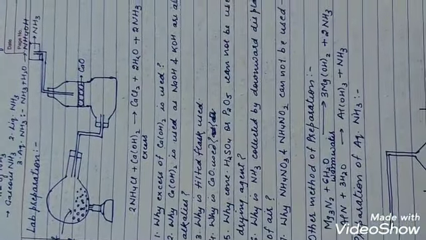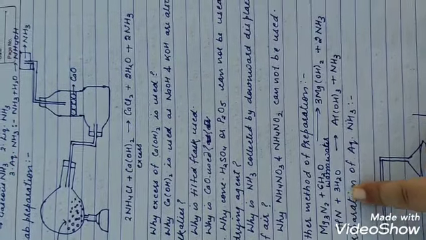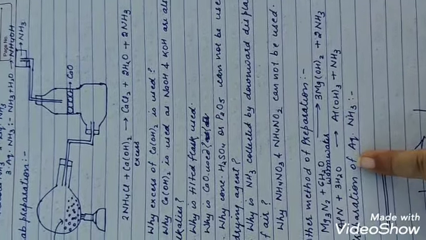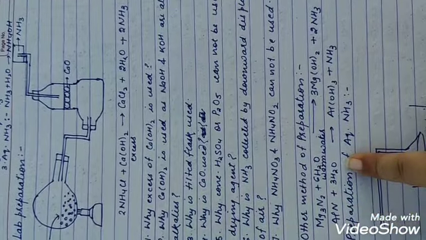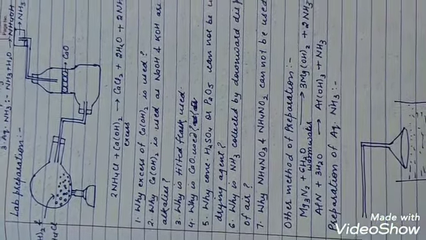Tell the nitride of a trivalent metal that can form ammonia. So it is aluminium. So aluminium nitride reacts with warm water forming aluminium hydroxide and ammonia. I hope it is clear.